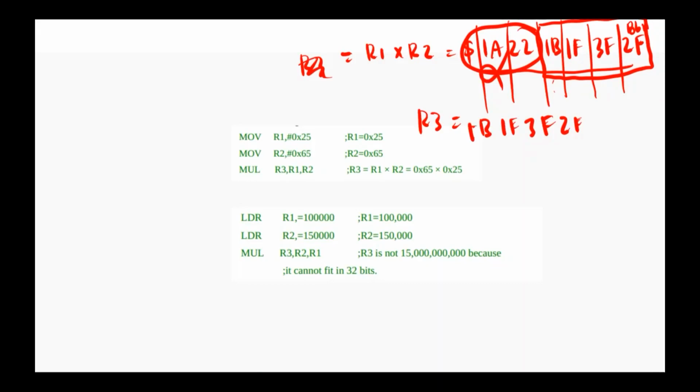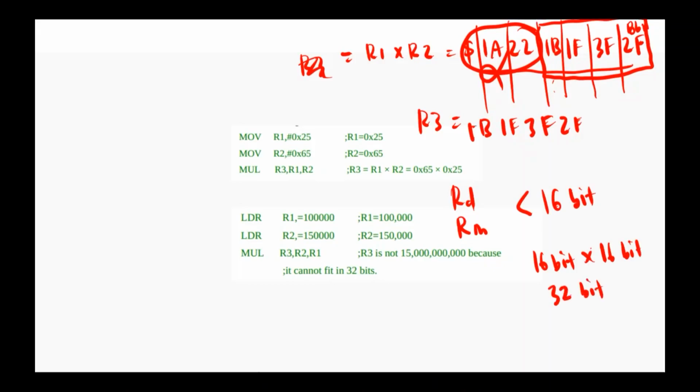Okay, so that's why for the multiplication, just to remind you, make sure that your source registers, your Rn and Rm, hold values smaller than or equal to a 16-bit number. Because 16-bit multiplied with 16-bit, you will get a 32-bit number. So make sure that the value is a 16-bit number, cannot be more than that. If you have a 17-bit number, then you need to discard the excessive result from the multiplications.